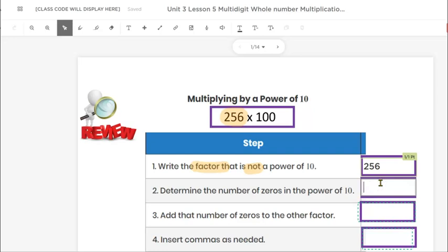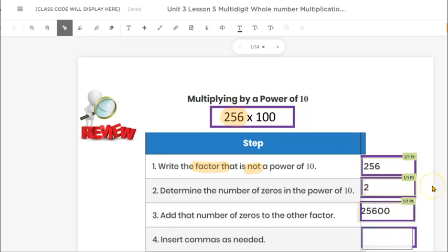Now, number 2 says determine the number of zeros in that power of 10. So you're going to look, it is 2 zeros. So we'll put a 2 there. Then it says add that number of zeros to the other factor. Well, we're going to take 256, and we're going to add on 2 zeros to it.